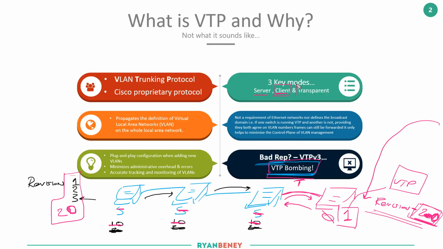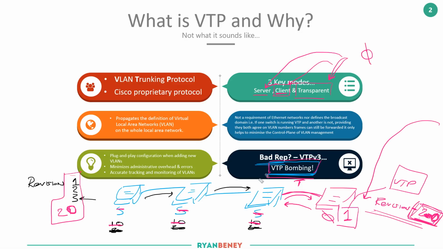Your next question would be, what if it was transparent? Well, transparent doesn't use revision numbers, and because of that it gets set to 0, and therefore it does not affect the network. So the way to actually reset the revision is to set it to transparent and set it back to server or back to client. That's a good way of resetting the revision.